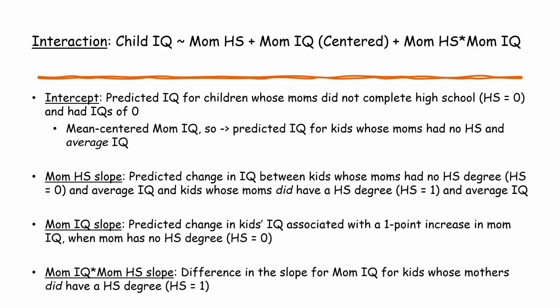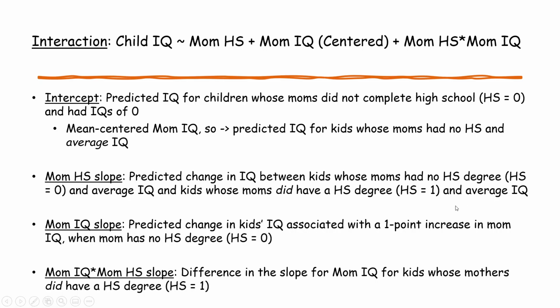All right, so the slope represents the predicted change in IQ between kids whose moms had no high school degree, so high school equals 0, and average IQ, IQ equals 0, and the kids whose moms did have a high school degree and average IQ. So let me run through that again. Basically, once you've added interaction terms, the slope of the categorical variable represents the change in your predicted outcome between your two levels of your categorical variable, but it's only when your other predictor is set to 0.